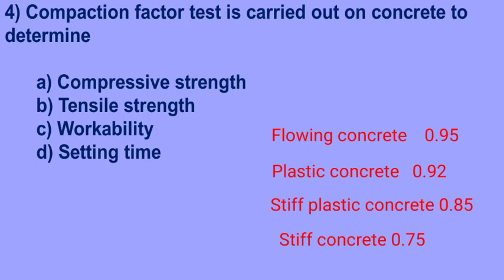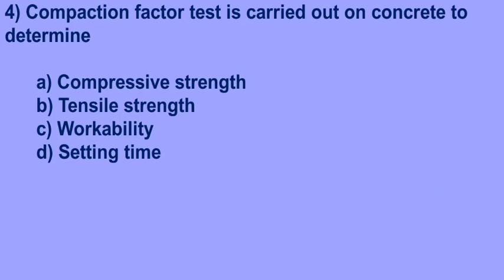The compaction factor test is designed primarily to use in the lab, but it can also be used in the field. The degree of compaction, called the compaction factor, is measured by the density ratio, that is, the ratio of the density actually achieved in the test to the density of the same concrete fully compacted.